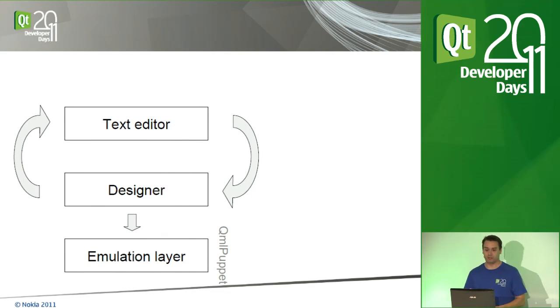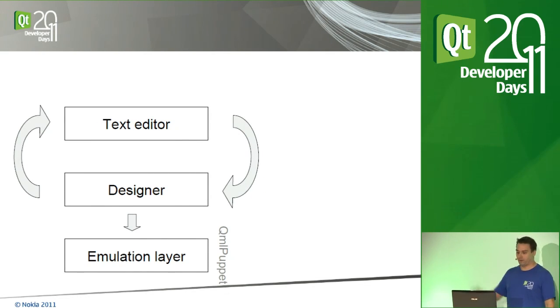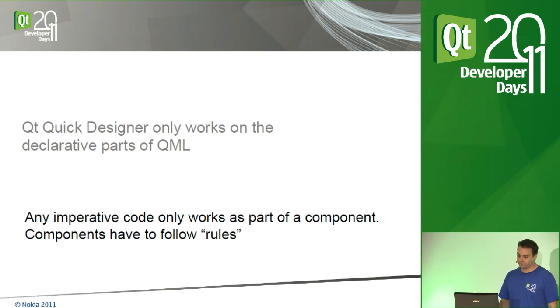Yeah, that's just a small picture. So you have the text editor of Qt Creator, you have the designer, they are basically round-tripping, you have this tight integration, and we also have what we call the emulation layer. But that's something for later.